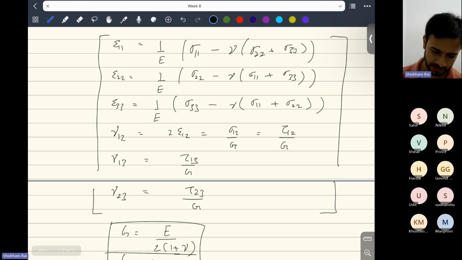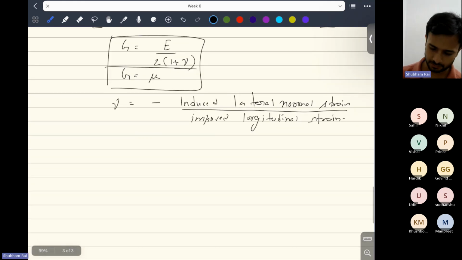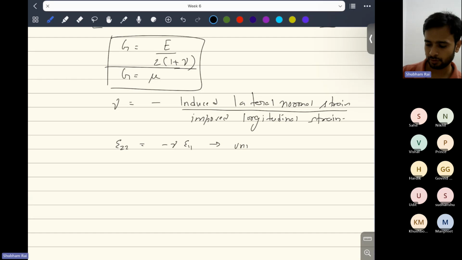So for a uniaxial case, you can just write this for uniaxial loading in one direction, right?